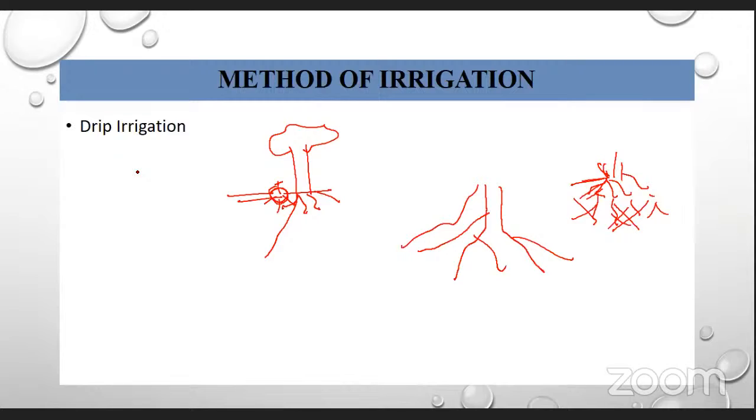Ma'am, in one exam they asked which of the following methods is not used for fruit crops, ma'am. Okay. And what are the options? Actually, I don't remember, ma'am. I think they gave the options about control flooding, ma'am.